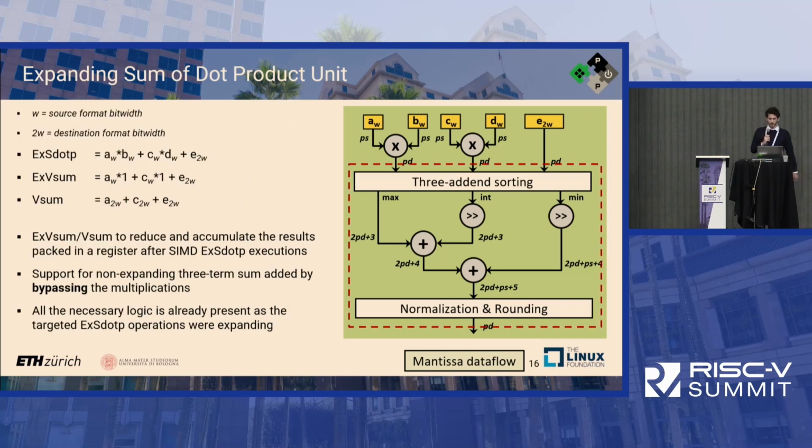Finally, as we mentioned, we have the 3-term additions. We have all the logic already in our unit, since after the multipliers the bit width will be increased, and we have everything in the destination precision. So the only thing we needed to do to support the 3-term addition was basically bypassing the 2 products.